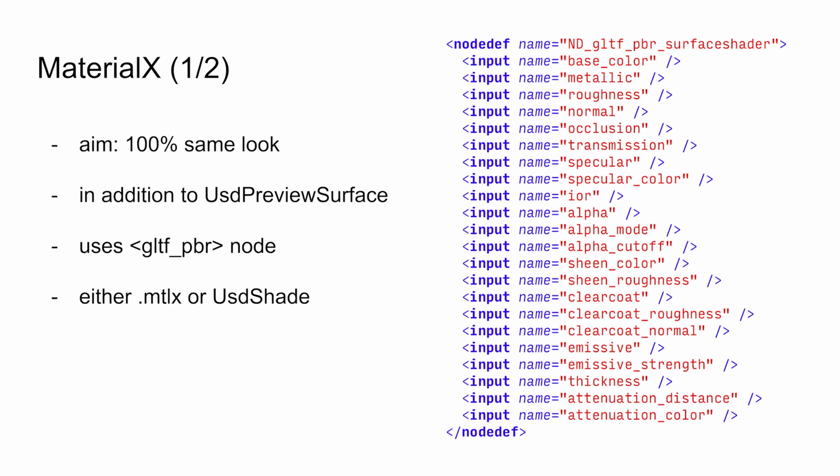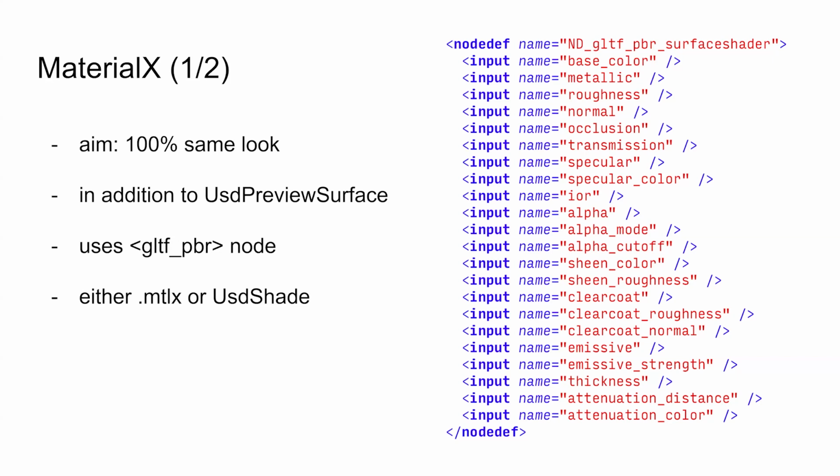And I use the glTF PBR node from the MaterialX project for that. Basically, the converter instantiates this node. You can see the definition of the node on the right with all the inputs. And then I also create shaded networks and nodes that connect and fill up these inputs. And you can tell the converter whether it should write these MaterialX shading graphs inside of MaterialX files or whether they should be inlined in USD files.